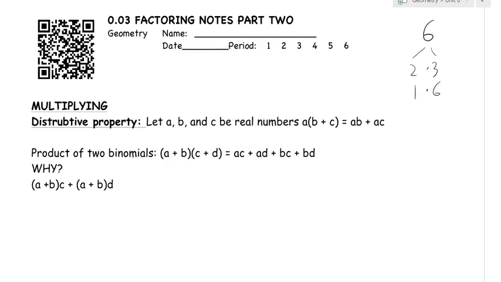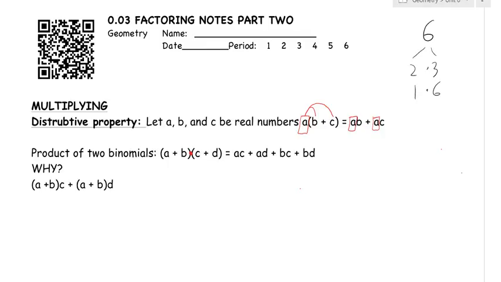So we looked at the distributive property. We have something outside parentheses times 2 things added together inside parentheses equals that outside part times the first thing added together, and the outside part times the second thing added together. So the product of two binomials, a plus b times c plus d, a plus b being one binomial, c plus d being another binomial, multiplied together here, equals ac plus ad plus bc plus bd.